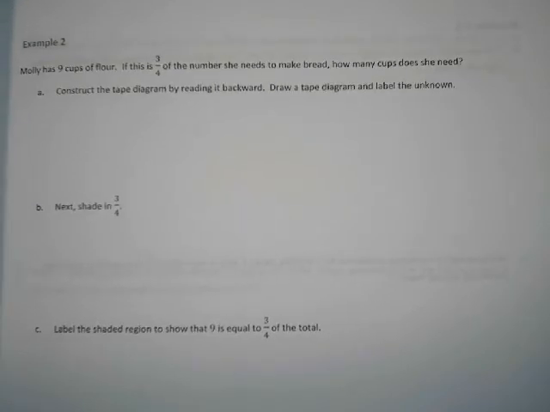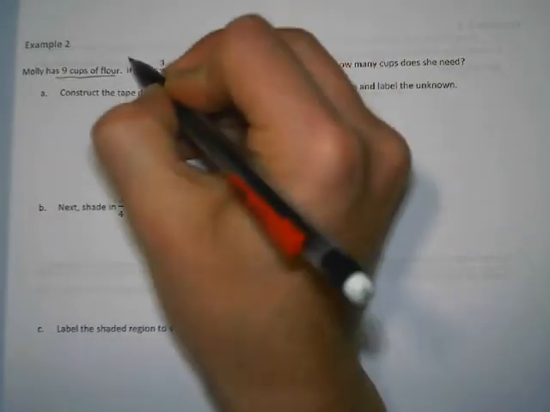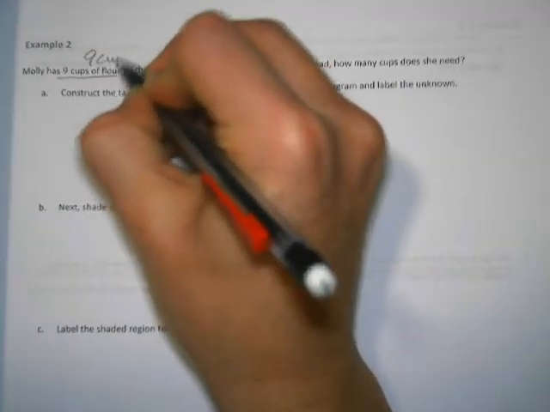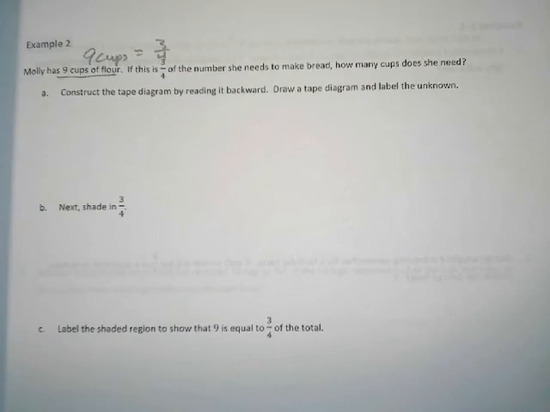Example 2, Molly has 9 cups of flour. If this is 3/4 of the number she needs to make bread, so that means that the 9 cups equals 3/4. How many cups does she need? So 3/4 means 3 out of the 4 that she needs is 9 cups. So we need to figure out how we can find what all that she needs is.